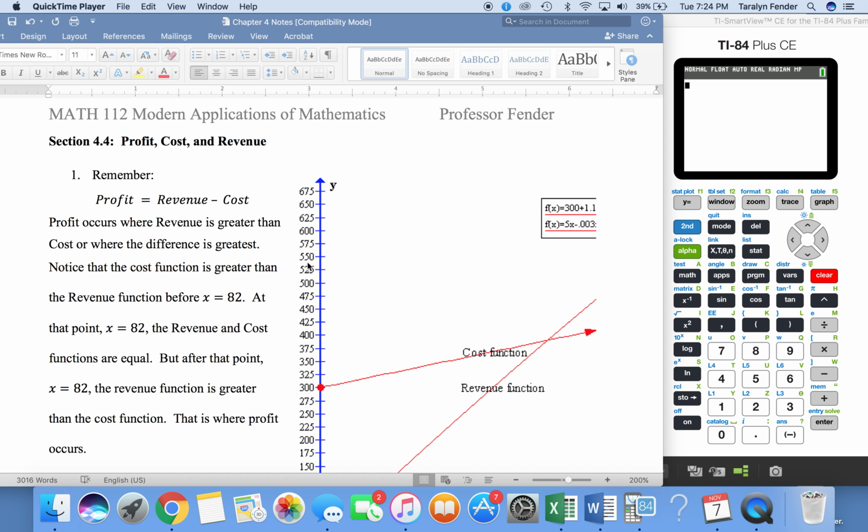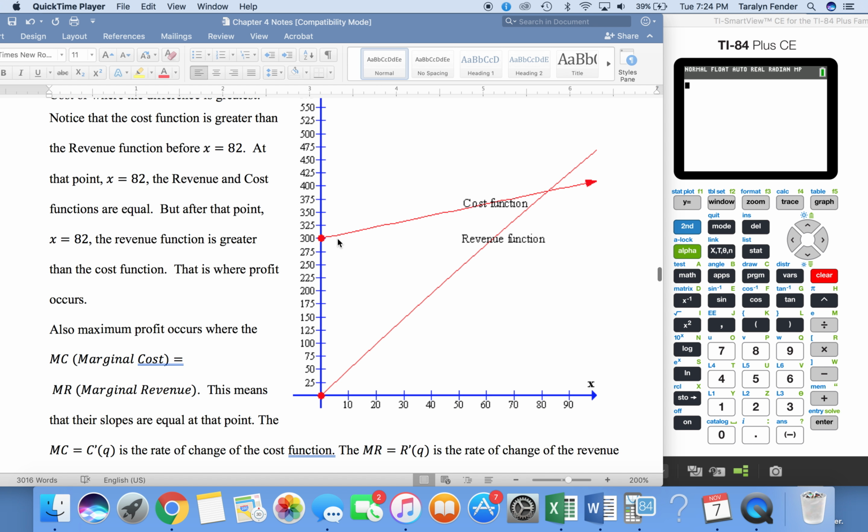Today we're going to talk about profit, cost, and revenue. Profit occurs where revenue is greater than cost or where the difference is greatest. So profit is equal to revenue minus cost. Notice the cost function is greater than the revenue function until we have an intersection. And that's called the break-even point, and that occurs when X, or the quantity, is equal to 82.